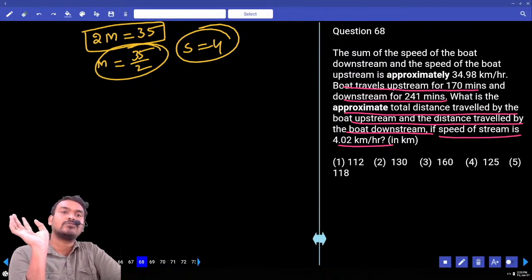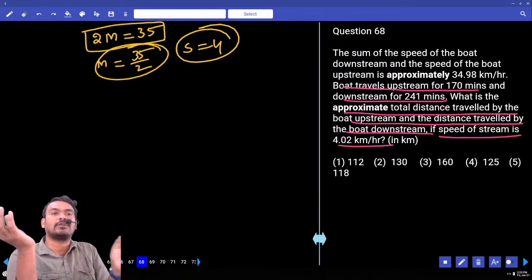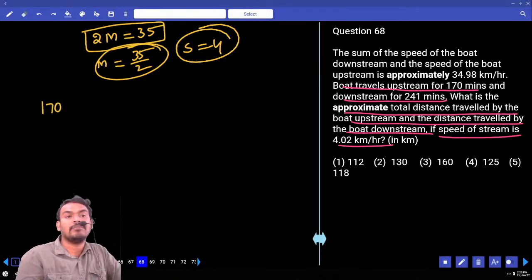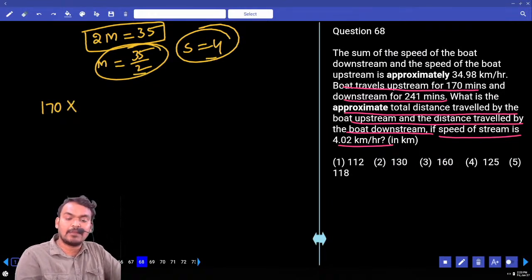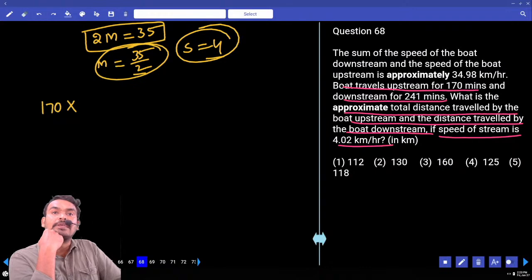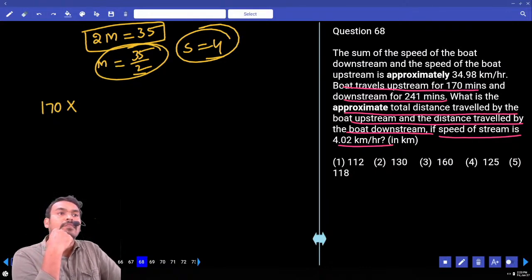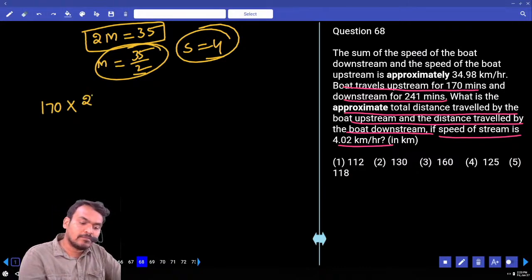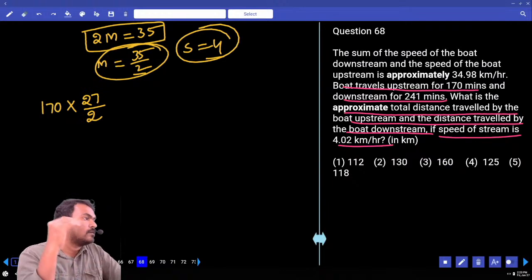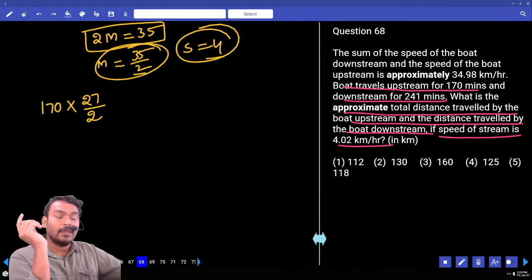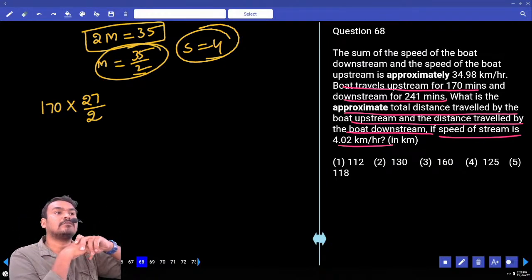First we need to identify the upstream distance. After that downstream distance. These two are adding, we are getting the total distance or not? What is the upstream time? 170 minutes into what is the upstream speed? M minus S or M plus S? M minus S. 35 by 2 minus 4. 27 by 2 or not? 35 by 2 minus 4 how much? 27 by 2.